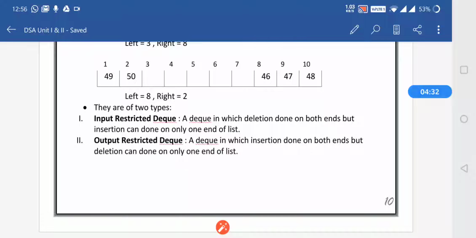In input restricted DQ, the deletion can be done from both ends, but insertion can be done on only one end. But in output restricted DQ, it is the double-ended queue in which insertion can be done on both the ends, but deletion can be done on only one end of the list. Its name implies that. Output restricted is for restricting the deletion purpose, and input restricted is restricting at the time of insertion. That is nothing but double-ended queue.